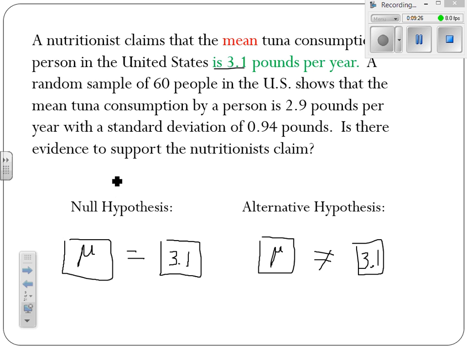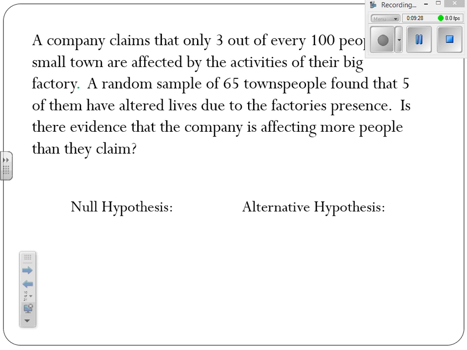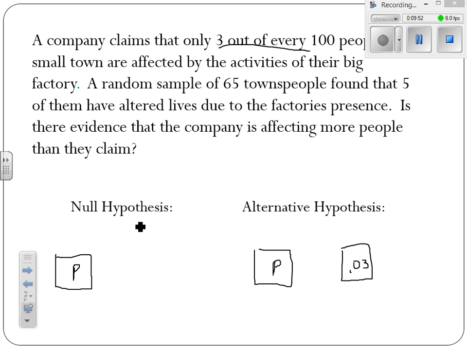All right. One more example. A company claims that 3 out of every 100 people in this small town are affected. So in that first box, you don't have to have the box if you don't want to. This is a proportion, 3 out of 100. So we have a p. 3 out of 100, that's the claimed true proportion. So we can go ahead and put 0.03 in the second box for both of these.